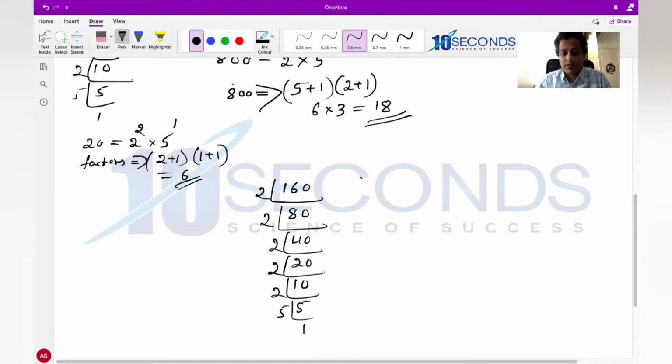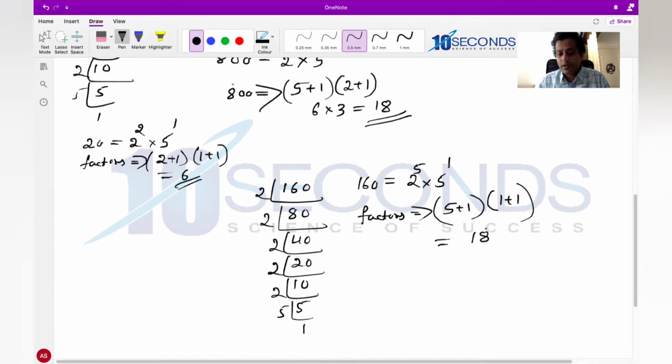All right, so 160 equals 2 is there 5 times, 5 is there only once. So the number of factors are 5 plus 1 into 1 plus 1. Sorry, 12, right? Because it is not 3, it is 2. So it is 6 into 2, 12. So 160 is divisible by 12 different numbers.